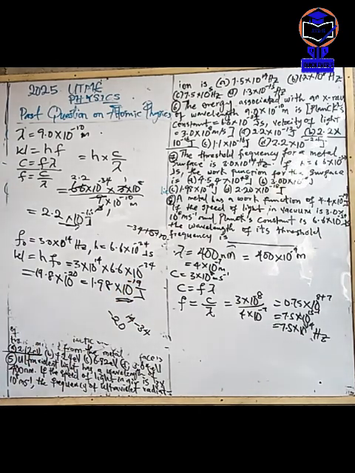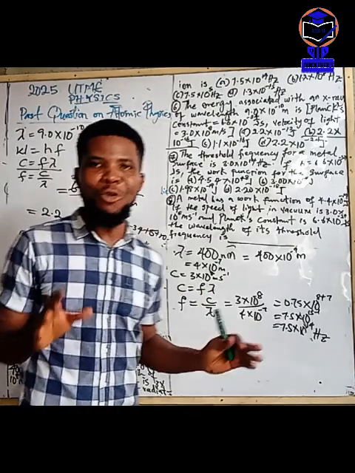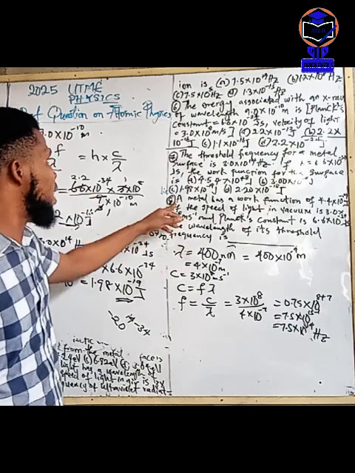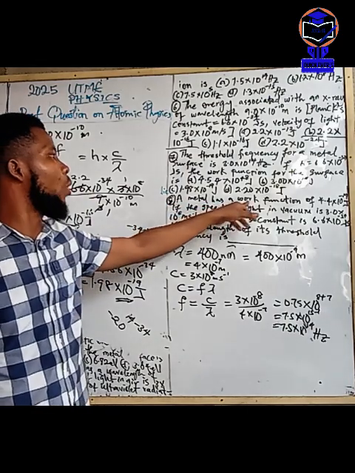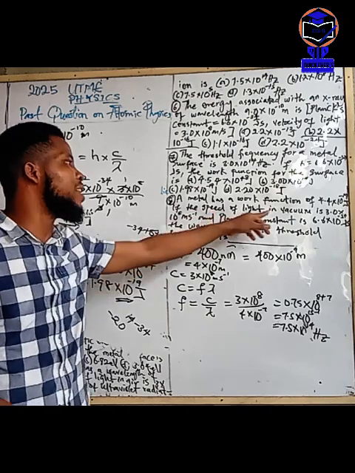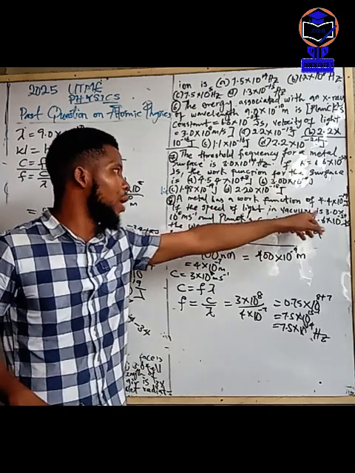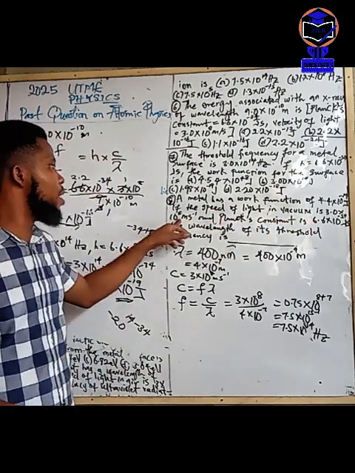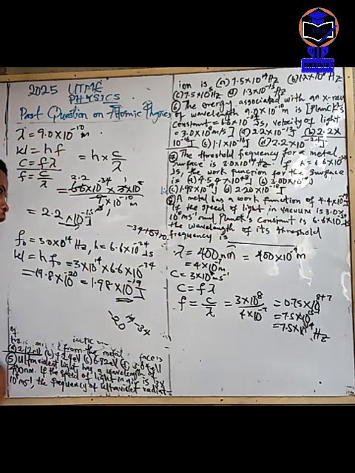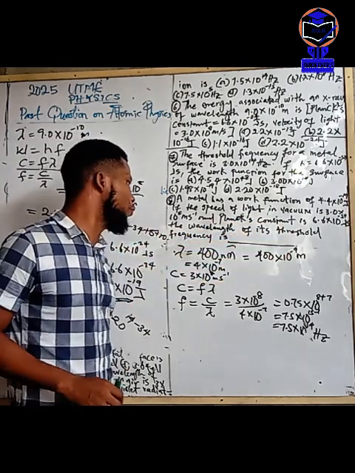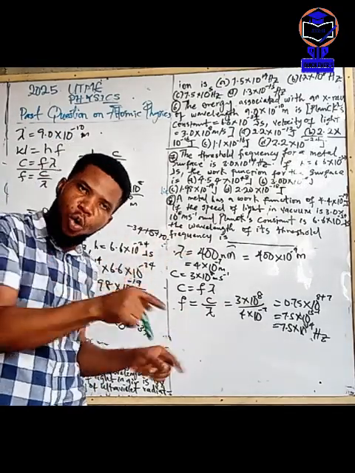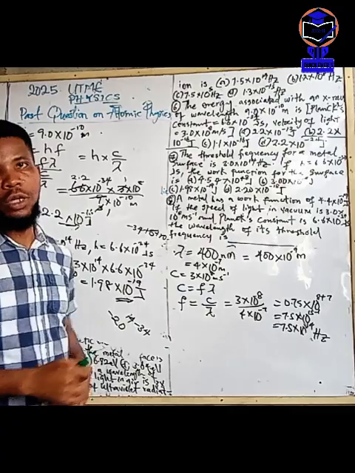Okay? Now the last question is for you to solve, alright? Let's read the last question, then I'll leave it for you to solve. It says, a metal has a work function of 4.4 times 10 to the power minus 19. If the speed of light in vacuum is 3 times 10 to the power 8 meters per second, and the Planck constant is 6.6 times 10 to the power minus 34, the wavelength of the threshold frequency is now. I'm looking for the wavelength of the threshold frequency. This is your question to solve.